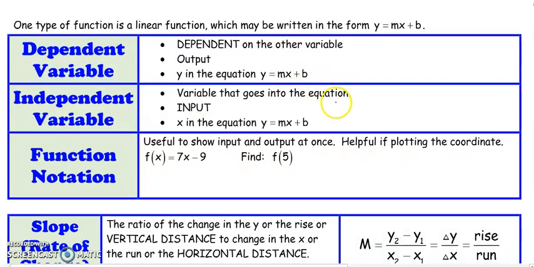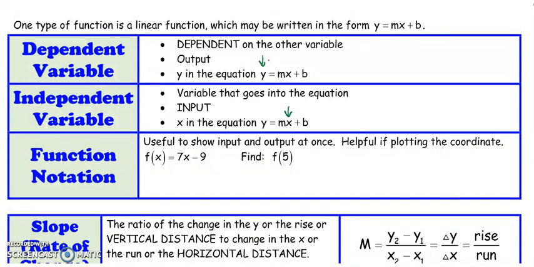Independent variable is the variable that goes into the equation. It's the input. X is in the equation here. So that right there is your independent. This right there is your dependent. And then function notation is something else. It's useful to show input and output at once.